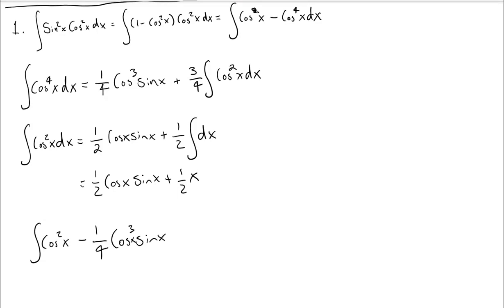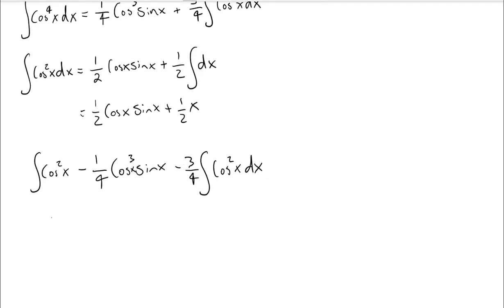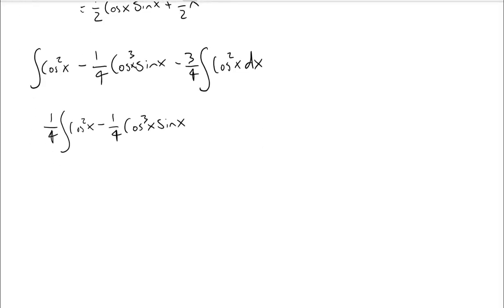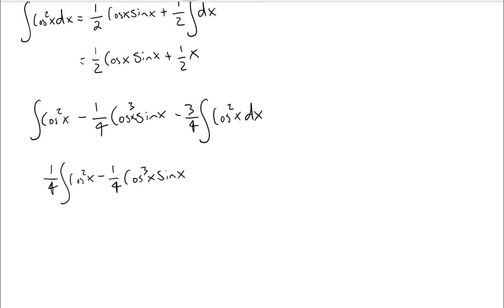And then we're distributing our negative here, so that would be a minus 3/4 integral of cosine squared of x dx. Now we would combine those terms, we get a 1/4 times the integral of cosine squared of x minus 1/4 cosine cubed of x sine of x. Now we would apply the result from the reduction formula.